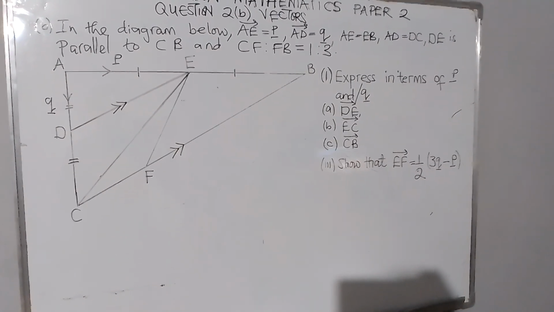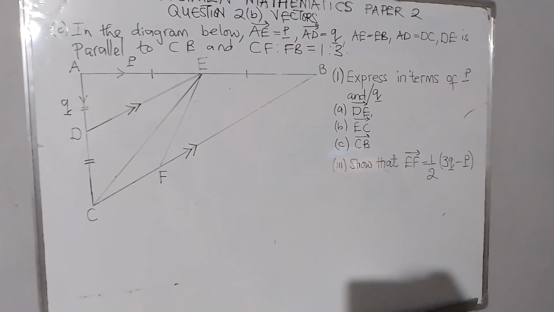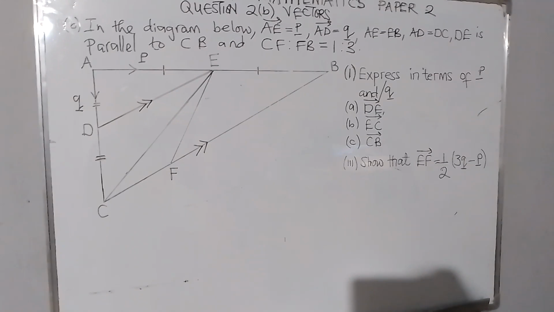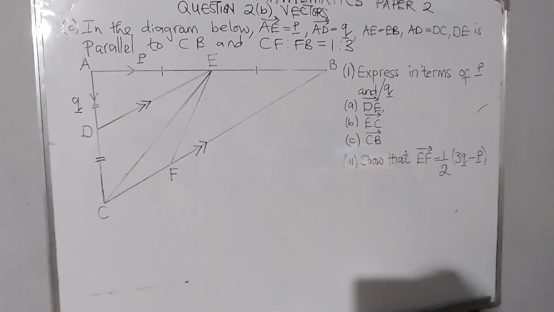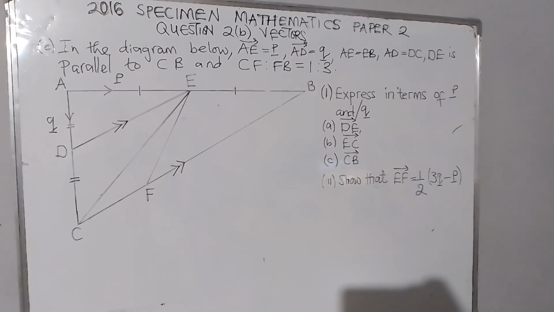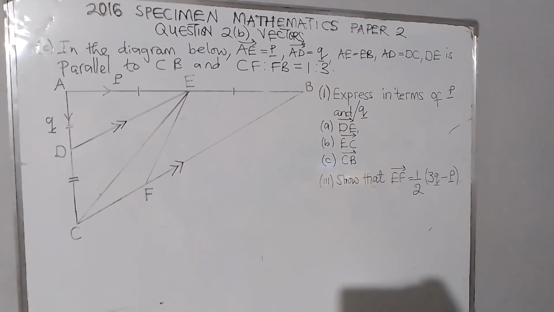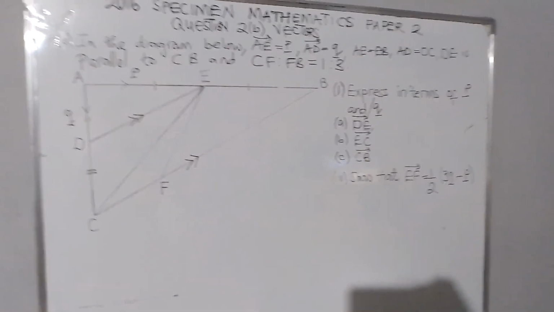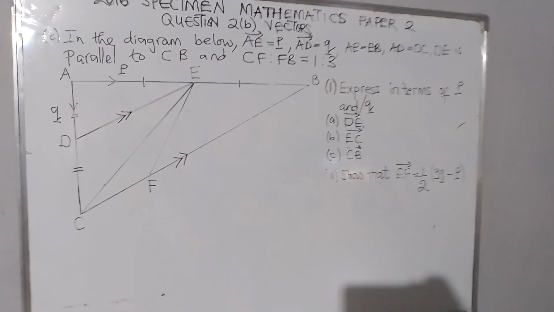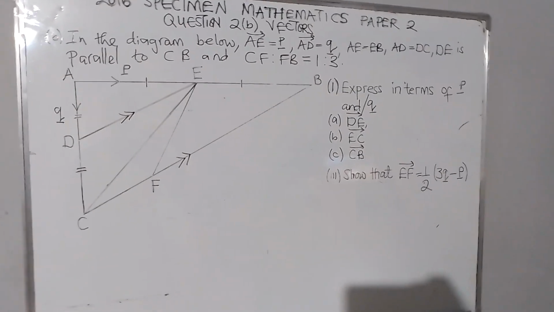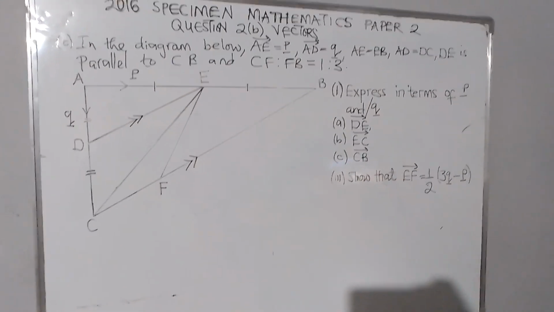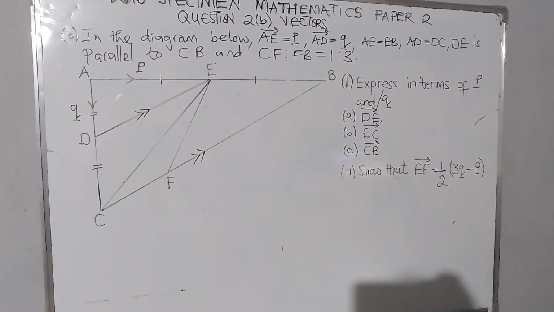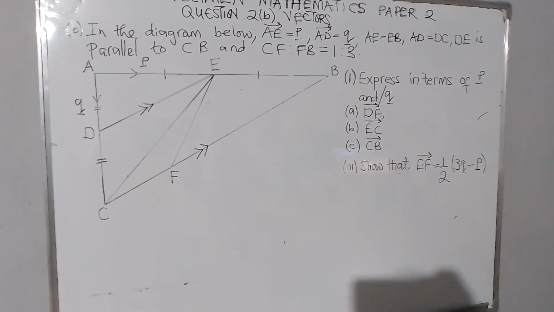For the second question, show that vector EF is equal to half, in brackets, 3 vector Q minus P. Now, in mathematics, you really have to pay attention to the information which has been given. We have to make use of whatever they've given us in the statement. We can't just start working out the question even if we know how to work out the vectors. We really have to make sure that we understand the statement.